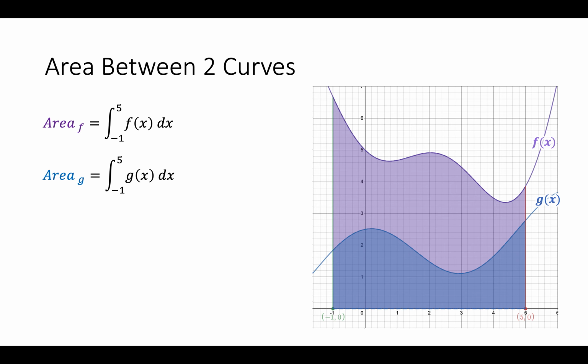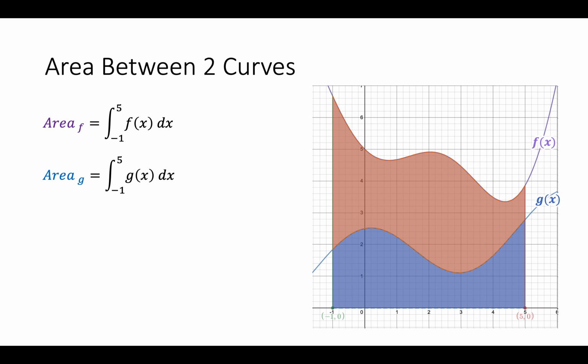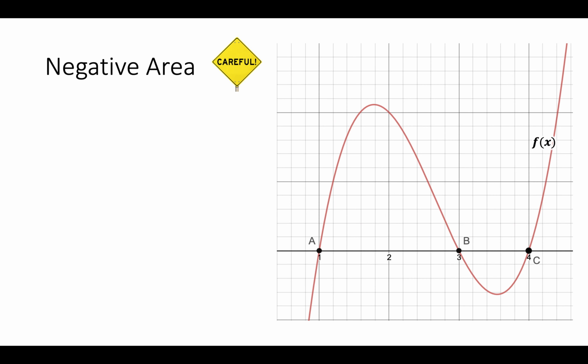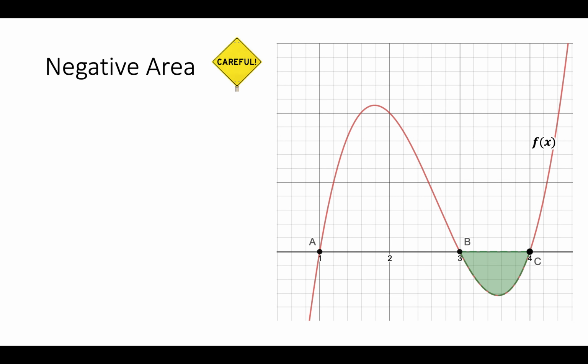But to find the area between them, this orange area, you're going to subtract those two values. So the orange area is going to be given by the first integral minus the second integral. This is a common exam style question, so you should understand how to find the area between the two curves. Now, another thing to be careful of is negative area. So the green area here is below the axis, and that will give you a negative value.